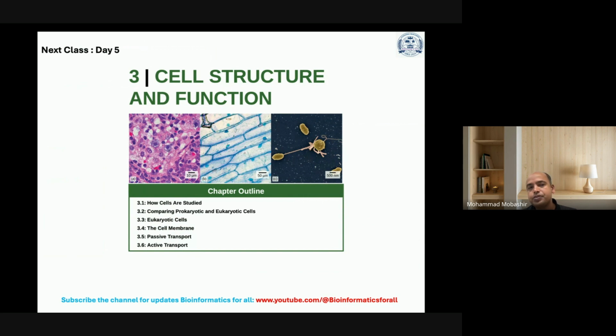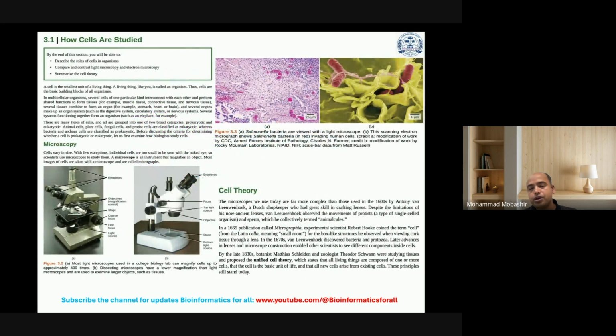So in this class, you will be able to learn the structure and function of the cells, how cells could be studied by using different techniques, and to learn the difference between prokaryotic and eukaryotic cells. Then there will be some more, but in another class. But today I will only present the cells, how the cells are studied, and the different components of the cells. So let's start from here.